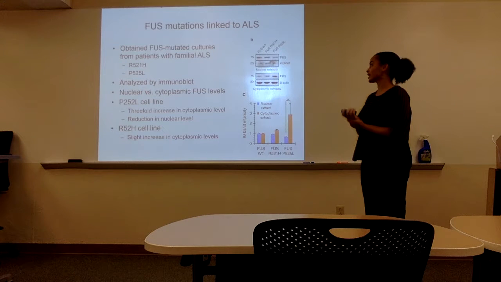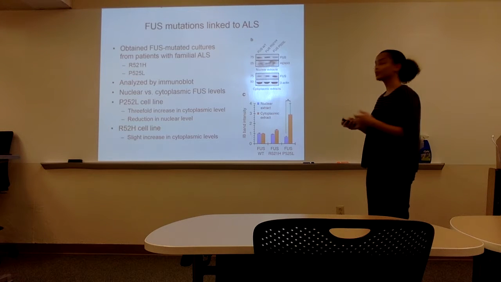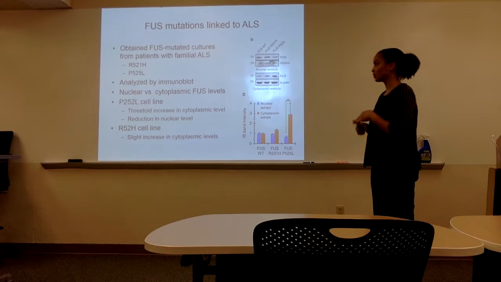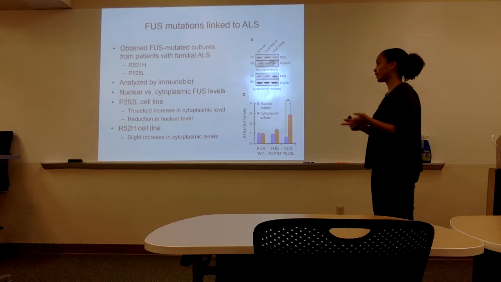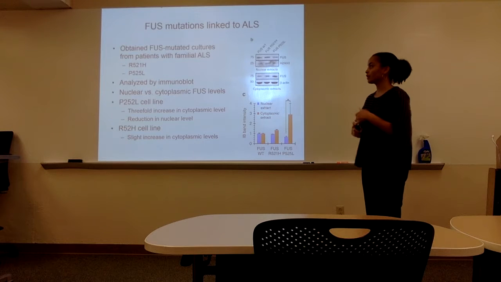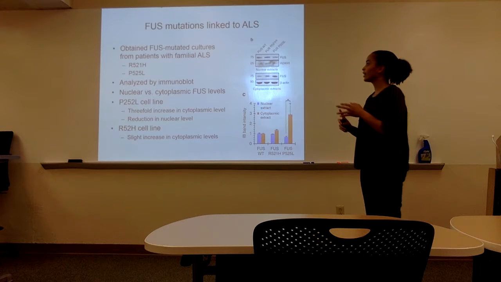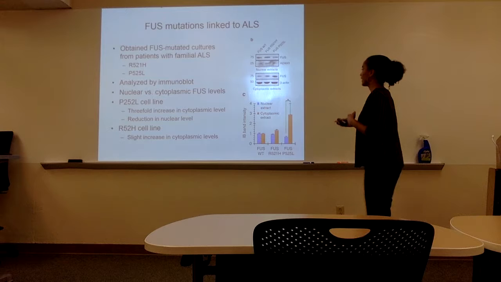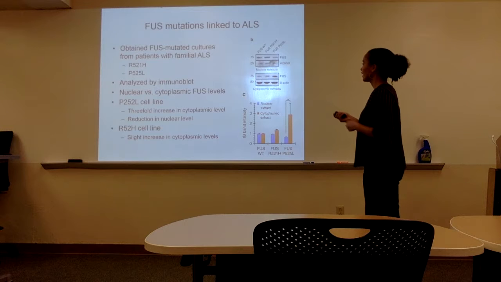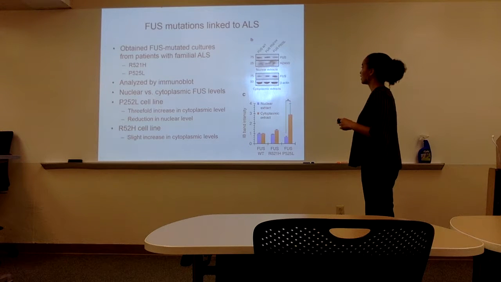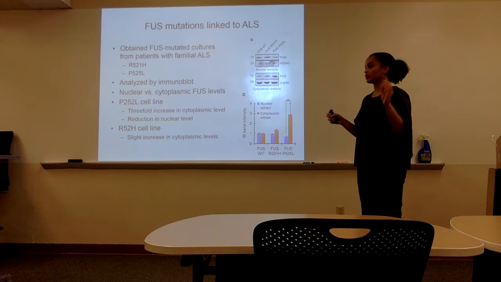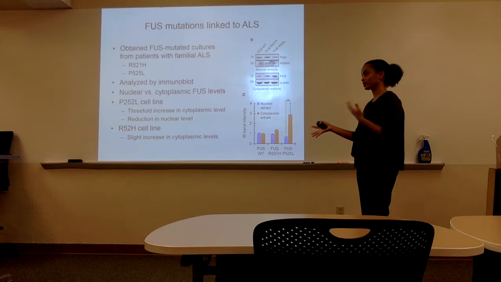The next thing they found was that FUS mutations are linked to ALS. How they found this is that they obtained FUS mutated cultures from patients with familial ALS, and the two cultures they had were R52-1H and P52-5L. They analyzed the results using immunoblot, and they compared the presence of the FUS in both the nuclear extracts and cytoplasmic extracts.